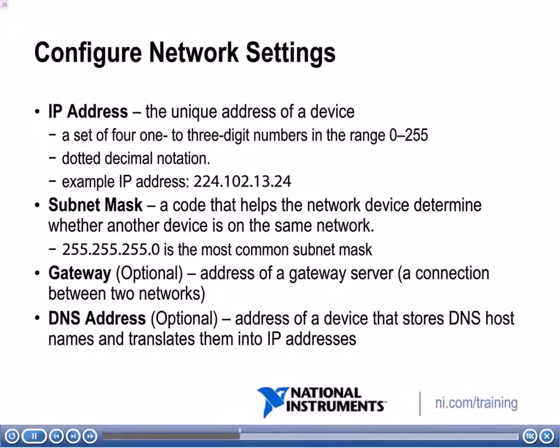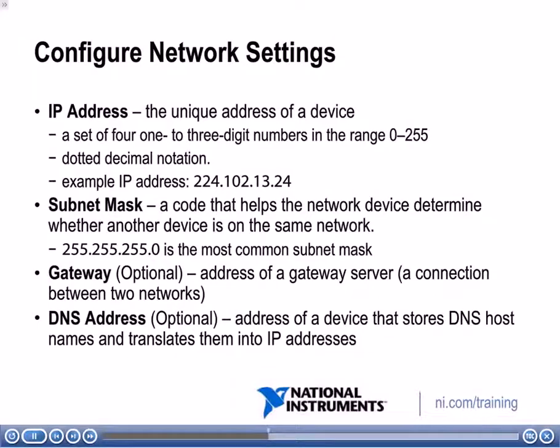For example, let's take a look at our example IP address. If we had a real-time target with the IP address of 224.102.13.24, a host computer on the same subnet would have to have an IP address that starts with 224.102.13. And that fourth number could be anything between 0 and 255. Okay, so the IP address is a unique address of your device, and your subnet mask tells you if another device is on the same subnet.